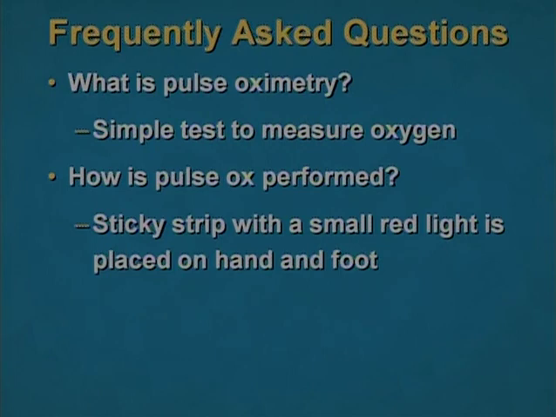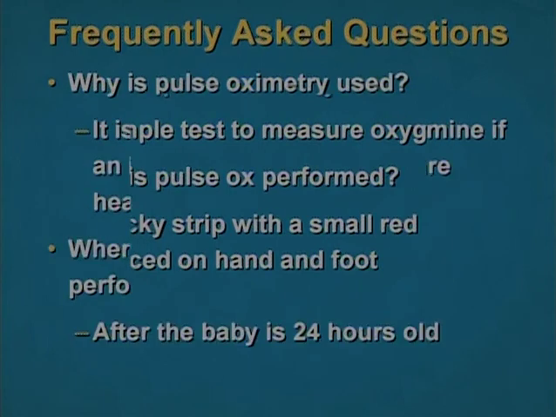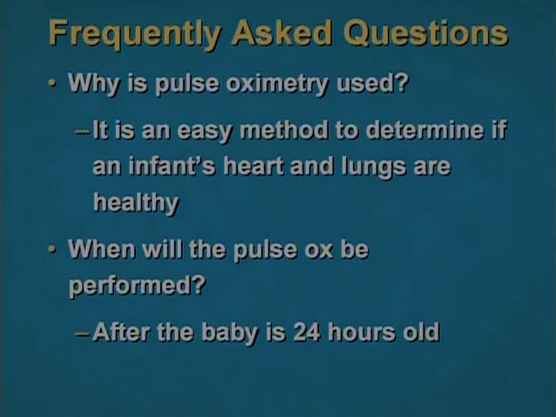How is pulse ox performed? Again, there's a sticky strip with a small red light, and it's placed on the hand and foot. And it will automatically pick up that oxygen saturation. So why is pulse oximetry used? It is used as an easy method to determine if an infant's heart and lungs are healthy. And then again, when should it be performed? It's recommended that it be performed after the baby is 24 hours old.